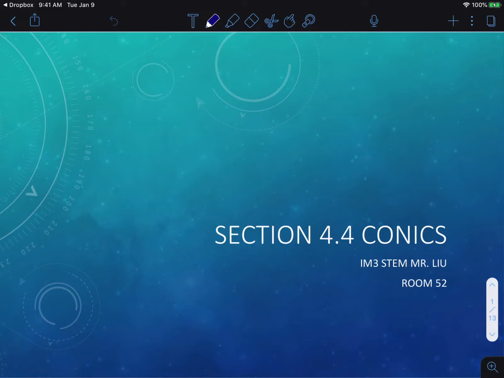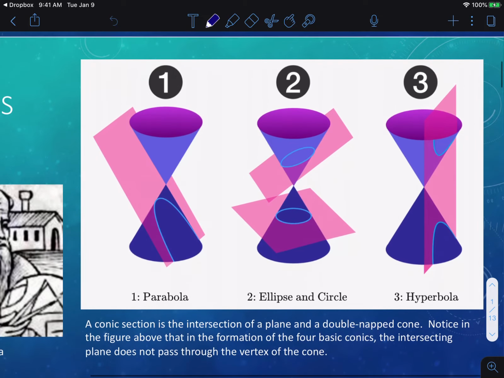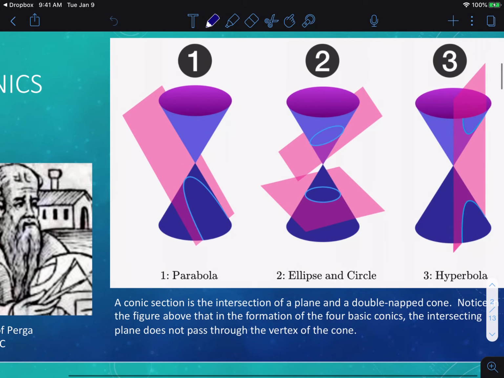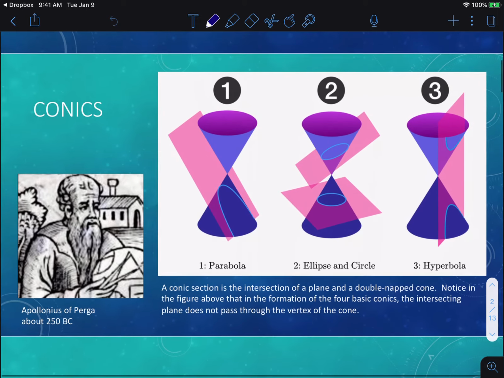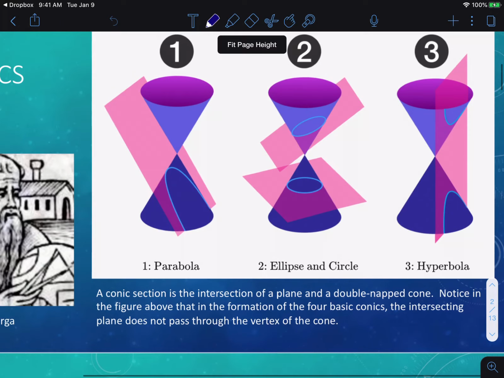In Unit 9, we are now in Section 4.4, which is called Conics. It's also referred to as Conic Sections, and we'd like for you to understand where these come from. First of all, the math comes from a very famous geometer from Greece named Apollonius of Perga. He lived around 250 BC, and he is the man responsible for all of our knowledge of the mathematics of conics.